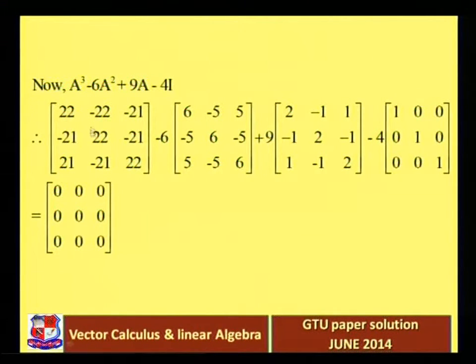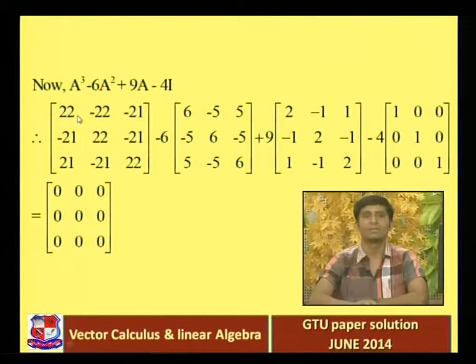you can see we put the values of a cube, then a square, and a, and then identity matrix, and then add all the matrices. So finally we get the 0 matrix, right? Just check one element, just one element. So this is the first element, so let's check is it correct or not, and other elements you can definitely easily check one by one.